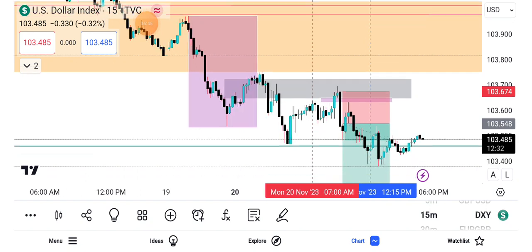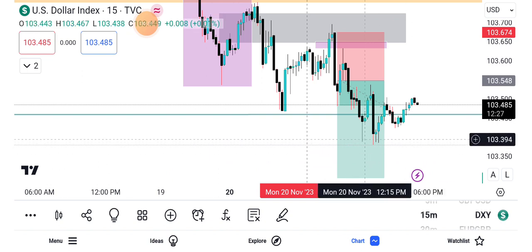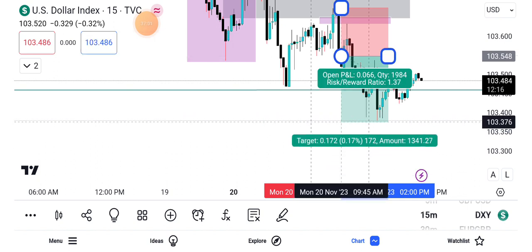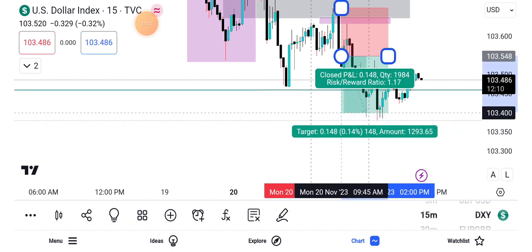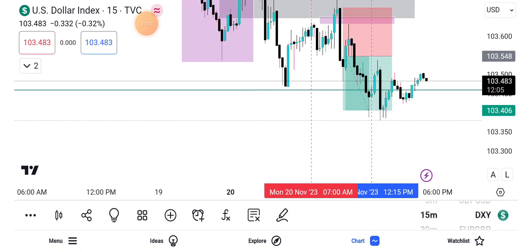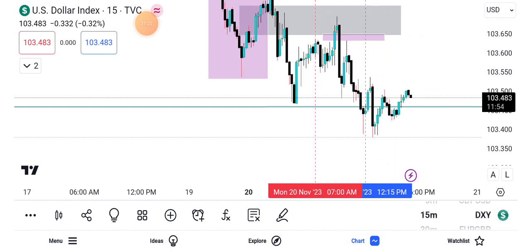So it's on Monday. We've seen I could have closed my trade at around 12 p.m. So it could have been a nice 1 to 2 or a 1 to 1. Yeah, it could have been a nice 1 to 1 risk to reward ratio. So that's how the market played today.